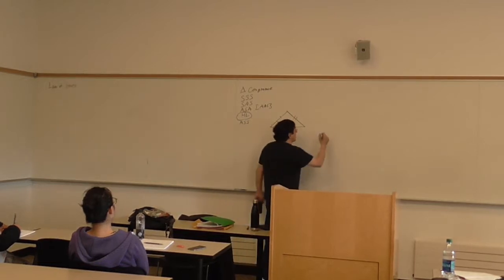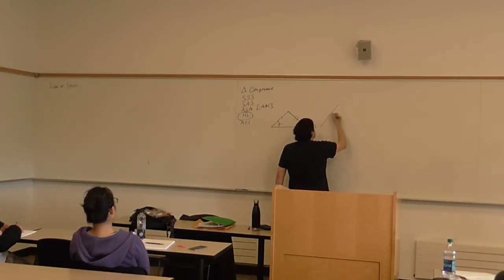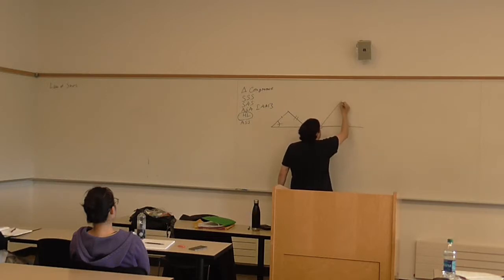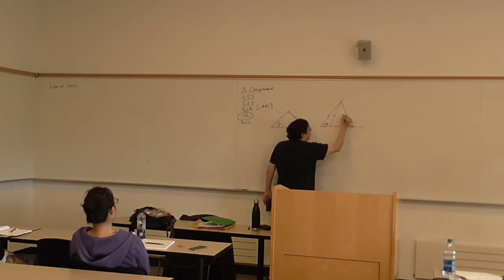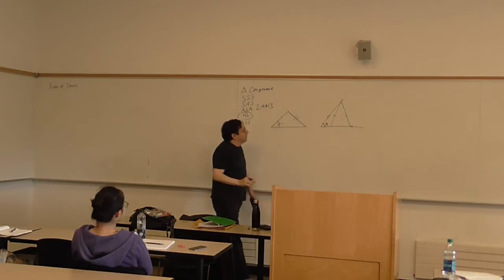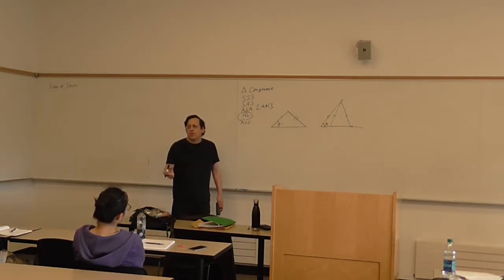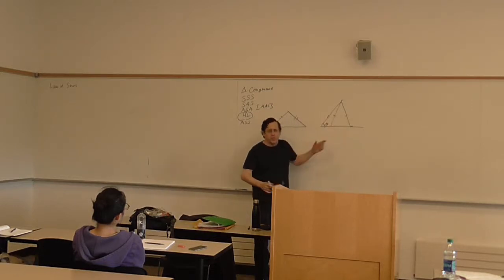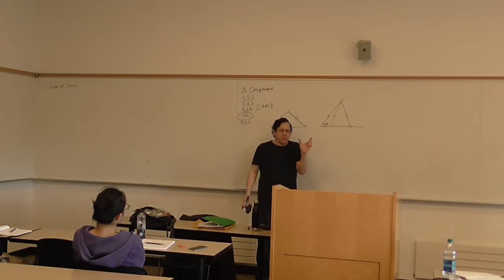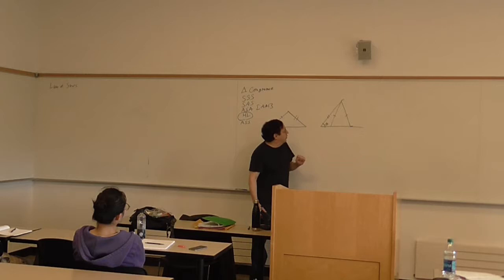For example, I can have something that looks like this, where I have an isosceles triangle here. So if I have this angle, this side, and something this length, there are two possible triangles. So it's not a triangle congruence, but you can see that, well, knowing this information, we don't have a single triangle, but we can narrow it down to two possible triangles.